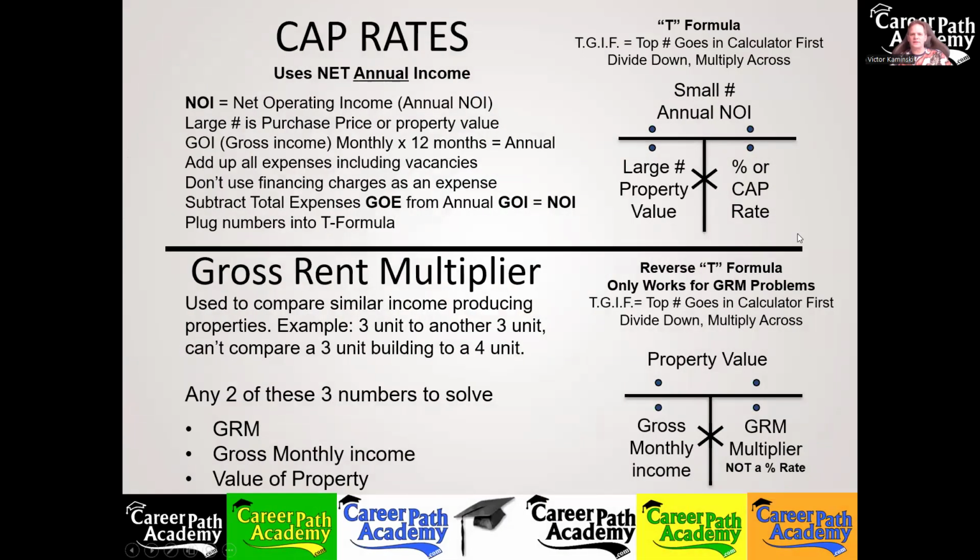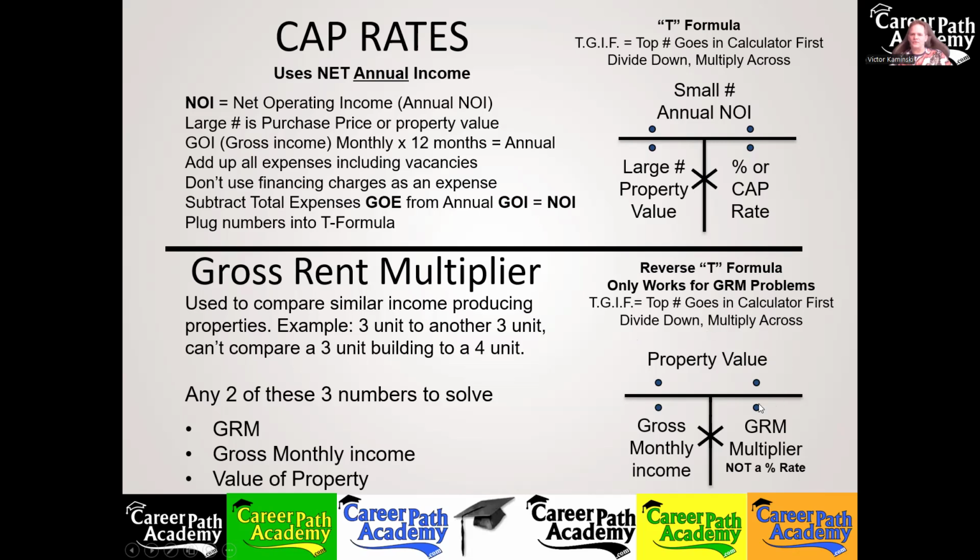So here's the formulas for figuring out cap rates, and here's the formula for figuring out the gross rent multiplier. The GRM uses the reverse T formula. I already taught you guys about the T formula up here. Small number goes up top, large number on one side, and a percentage or rate goes on the other. And when figuring out cap rates, you always use the annual net income. That's the small number that goes up top.